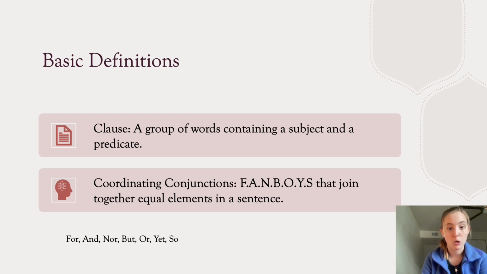Also, we need to talk about coordinating conjunctions. Coordinating conjunctions are any of the FANBOYS: for, and, nor, but, or, yet, and so, that join together two equal elements in a sentence. I can join two subjects together, Peggy and Midge, or I can join two clauses together, two equal clauses, into a compound sentence.